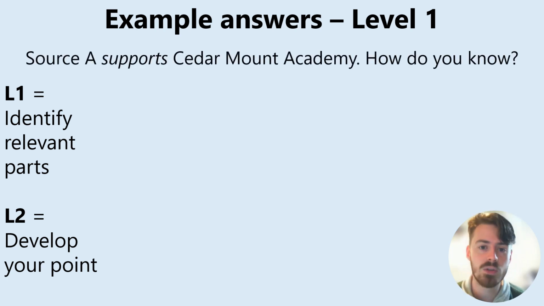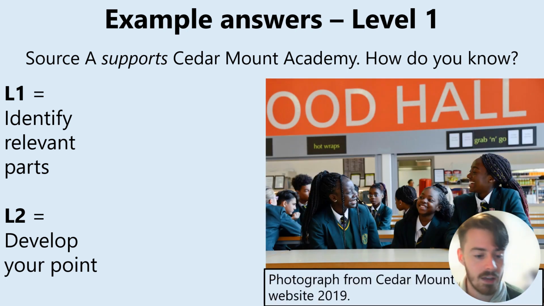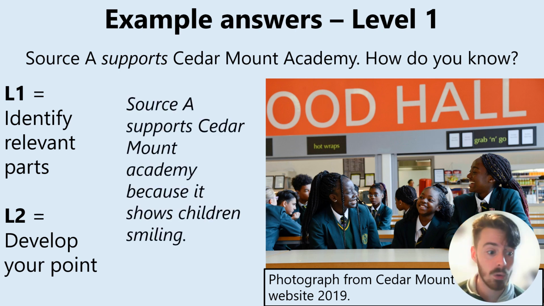The question I'm going to use is, source A supports Cedar Mount Academy. How do you know? This is a picture that I have nabbed from the school website. It says photograph from the Cedar Mount Academy website 2019, and you can see some students in there smiling. A level 1 answer to this question would write something like this. Source A supports Cedar Mount Academy because it shows children smiling.